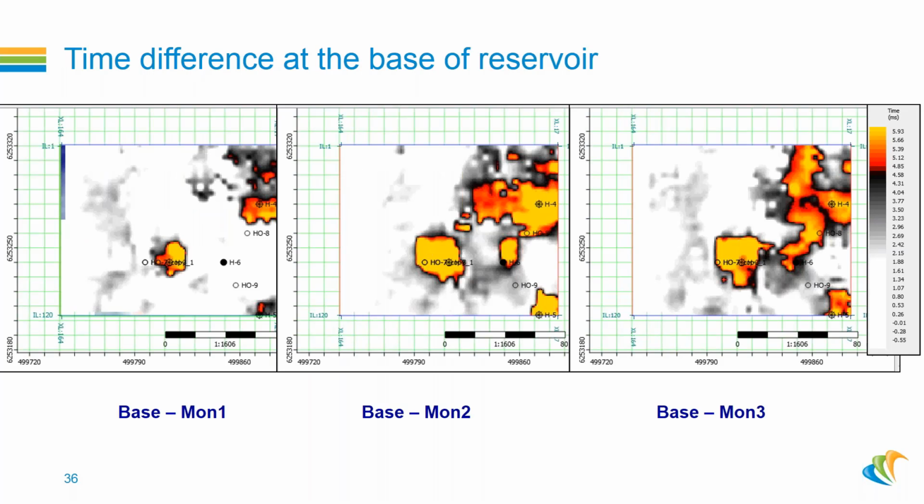The simple one is this one. After calibration, we can calculate, for example, the difference of the time of the base of the reservoir, for example, base minus monitor 1, base minus monitor 2, base minus monitor 3. So you see how the produced area is getting bigger and bigger with different times of the monitors. That's one way, so it's a simple one.